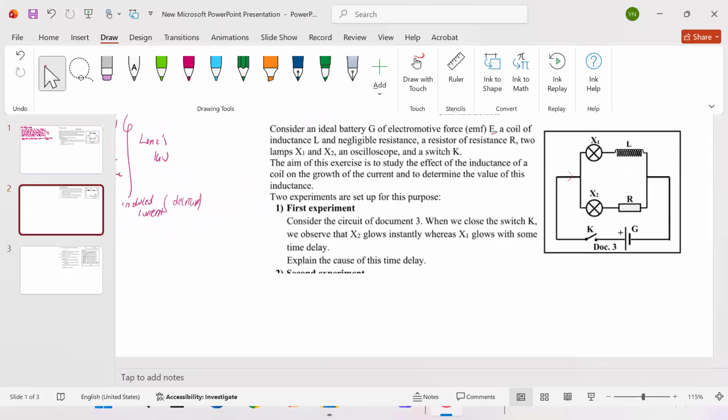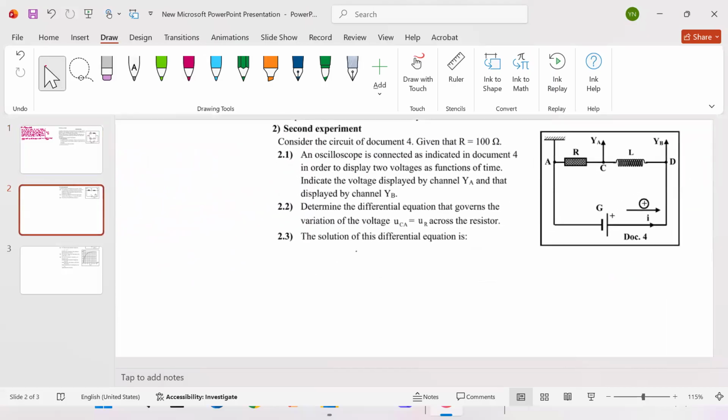Now we explained part one. We're done. Second experiment. Consider the circuit of document 4, given R equals 100 ohm. And we have an oscilloscope that is connected to L, the coil. No, I'm sorry. It's connected to R and L, both of them together, and to just R only.